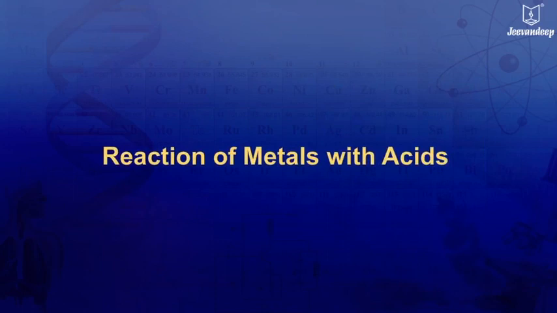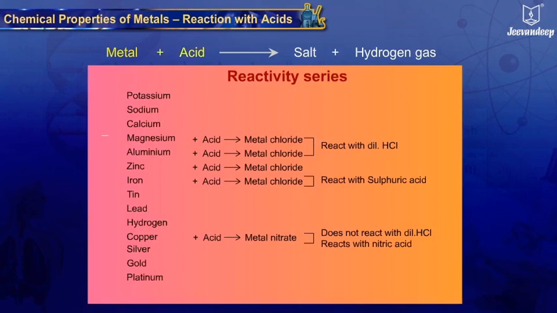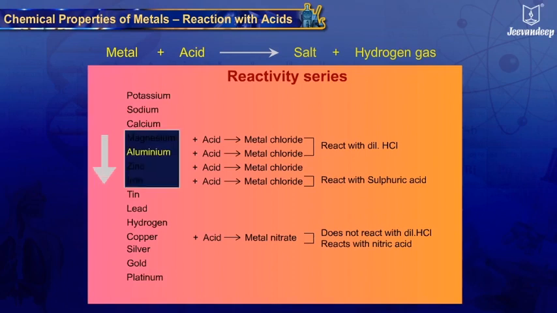Reaction of metals with acids. Metals react with acids to give salt and hydrogen gas. The reactivity decreases in the following order. Reactivity of aluminium is less than that of magnesium. Reactivity of zinc is less than aluminium, and iron has least reactivity.